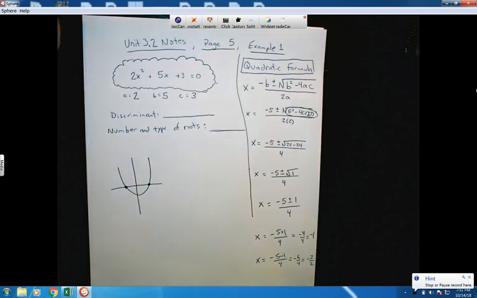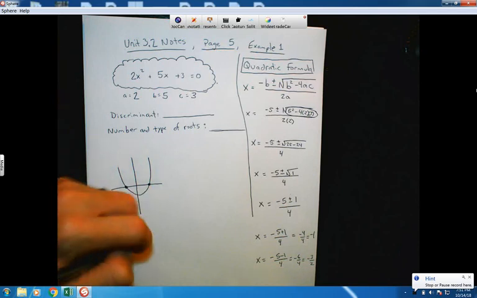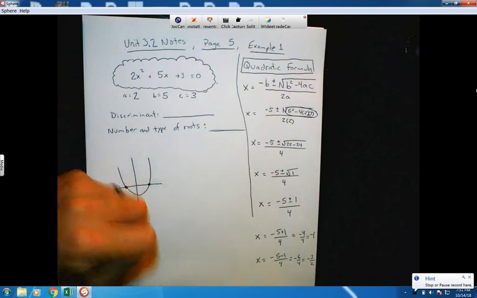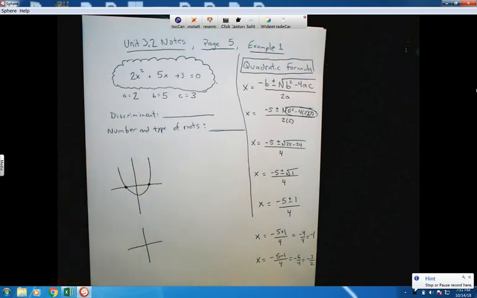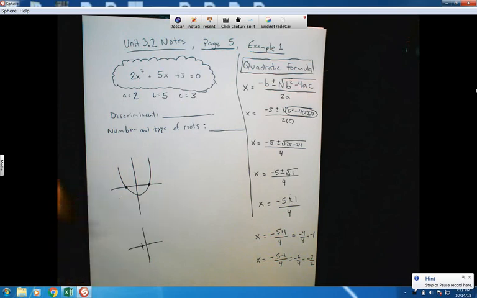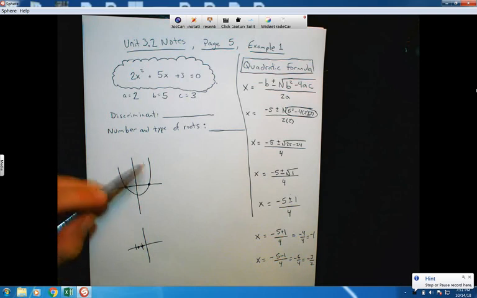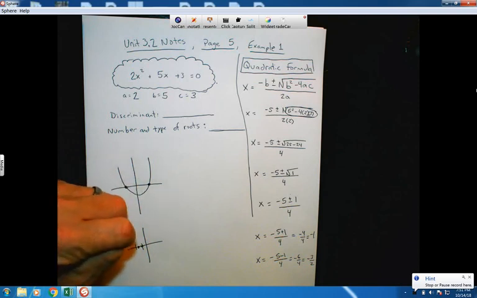So there we have it. We know that this parabola hits the ground at -1 and -3 halves. That would be the same thing as -1.5, right? So at -1.5, it hits the ground right there and there. So we thought maybe it looked something like that.